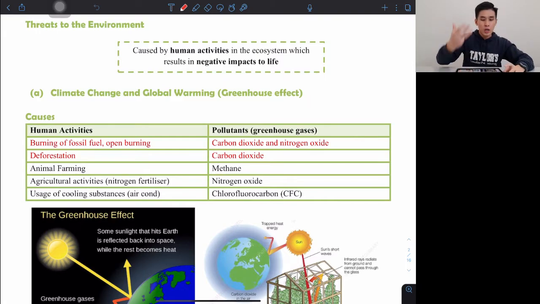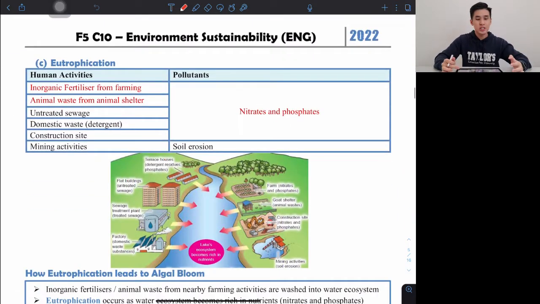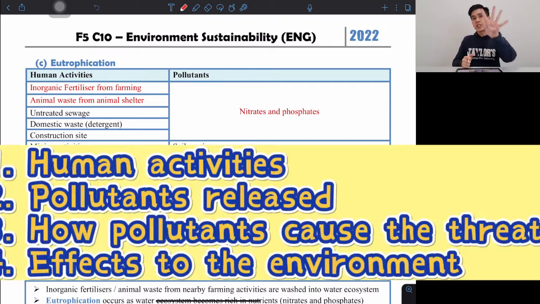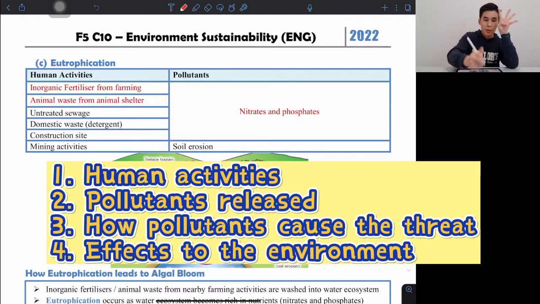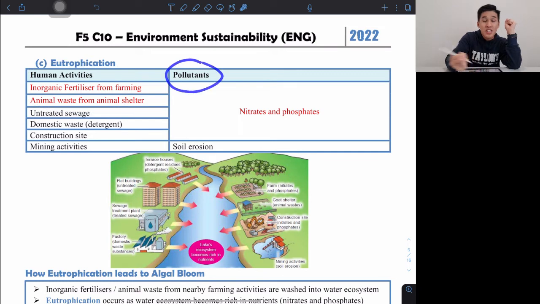Yep, so greenhouse effect and acid rain are basically air pollution. Eutrophication is actually water pollution. Now, regardless of water or air pollution, there are four things you must know. Number one, what are the human activities? So what did humans actually do to cause this pollution? And of course, what are the pollutants released from this activity?